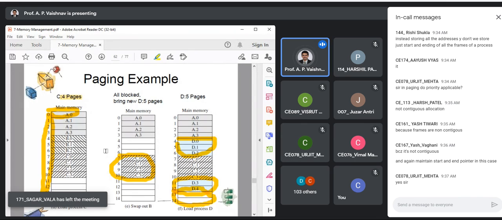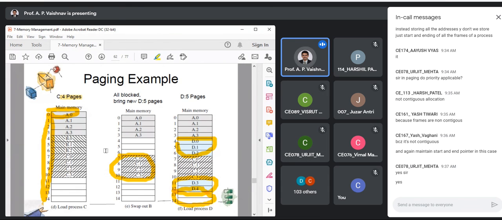See, basically, we have not covered those algorithms because they are part of the virtual memory chapter. We are going to use a concept called replacement algorithm over here. So the question, I think Urjit, you are speaking, right? Urjit has a question: why are we swapping out B only?